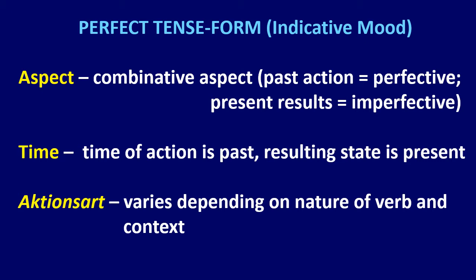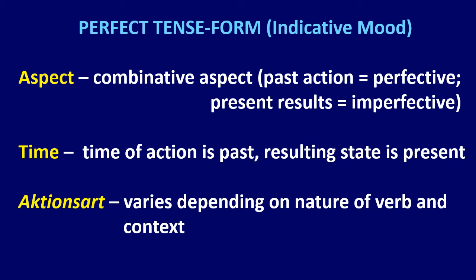There is going to be a past action. So in terms of time, with the indicative perfect tense and indicative mood form, the time of the action will be in the past, but the resulting state from that action will be normally viewed as the present. So time, again, depends on how the perfect tense form verb is being used in a particular context as to which of the two time elements is being emphasized. Sometimes it's the past action, sometimes it's the present state.